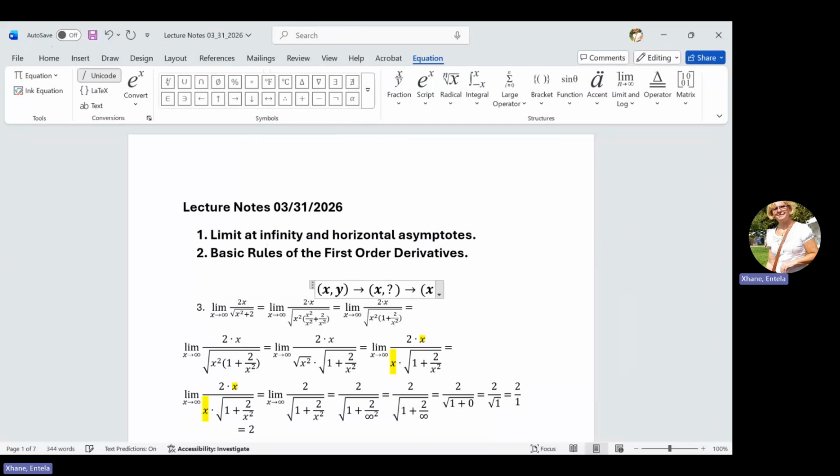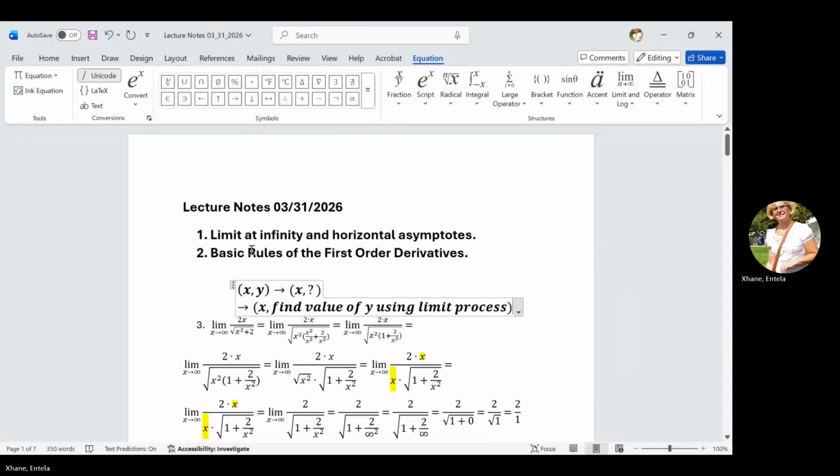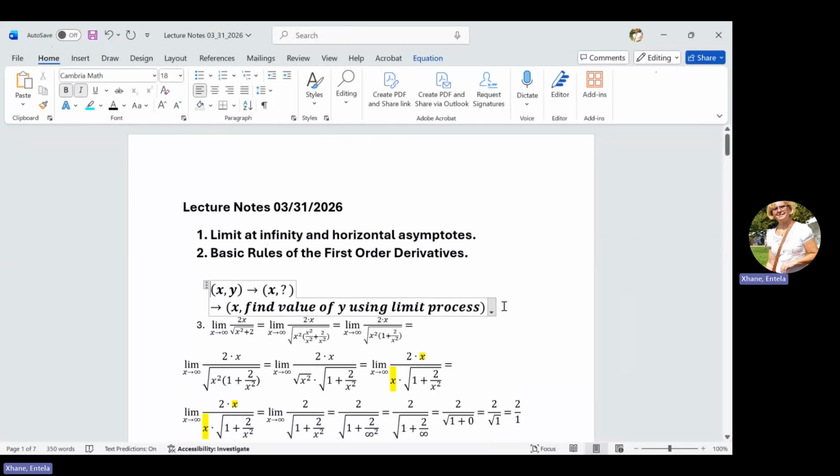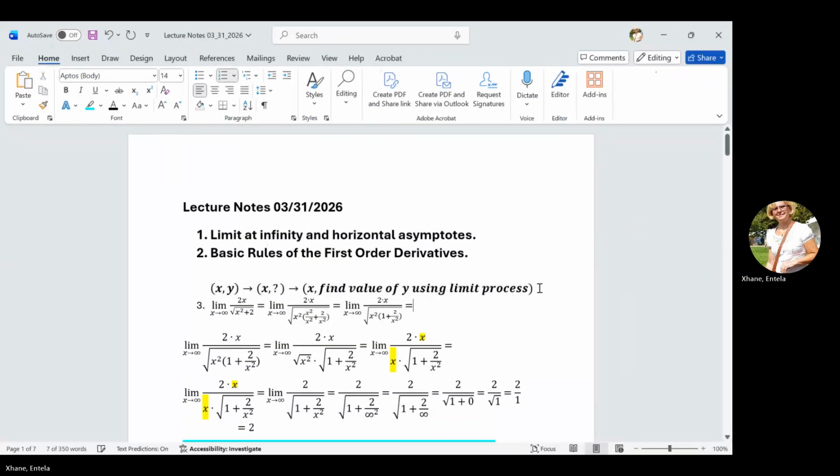So that's the whole idea behind limit. I'm going to say: find the value of y using the limit process. Okay, so that's the whole idea behind what we call the limit process, and it explains why we use it. And let me highlight this. I'm going to use blue to highlight it.